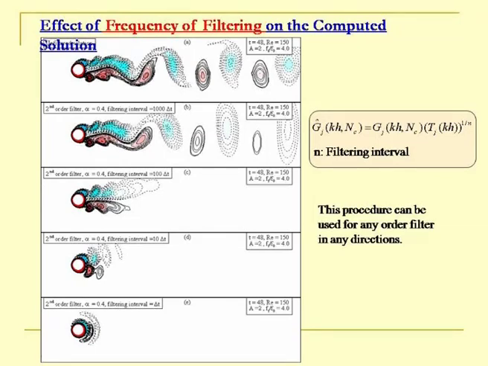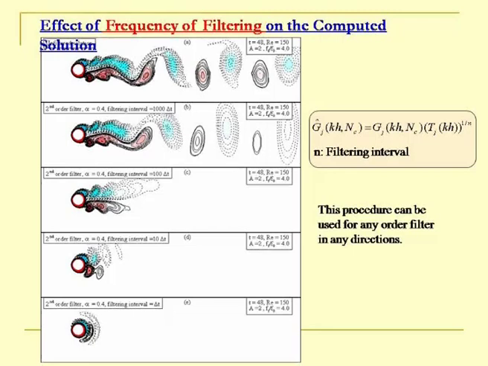Now if you start applying the filter in this frame, you are seeing that a second order filter with alpha equal to 0.4 has been applied, and the interval of application of the filter is about every 1000 steps.